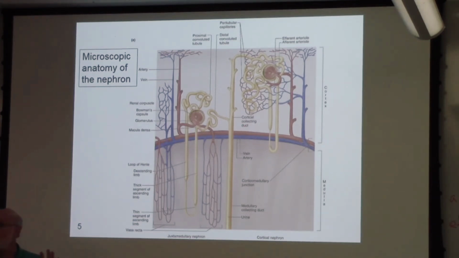The only difference between those two types of nephrons is how deep the loop of Henle goes into the medulla. That's the only difference. They're functionally different, but let's not worry about that right now. So both types of nephrons have peritubular capillaries, and both types of nephrons have vasa recta.